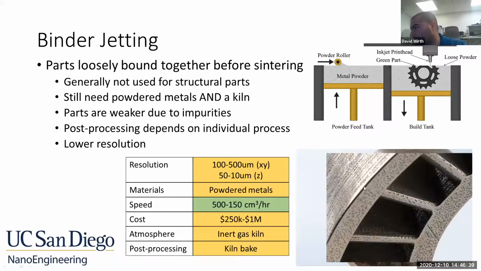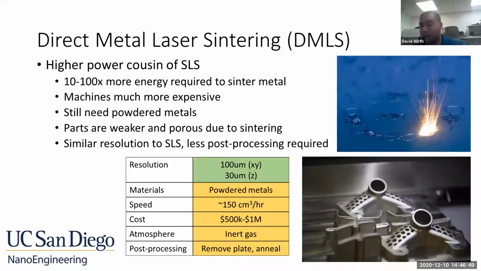And you'll also notice that these parts aren't really, there's a lot of porosity in them, so you're not really getting a pure metal. But this is kind of the cheapest way to get a metal 3D printed part. Right, so if you really need pure metal, like structural or mechanical properties of a metal, you really need to go to something like DMLS, which is kind of the bigger brother to SLS.